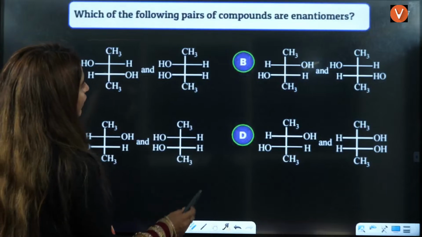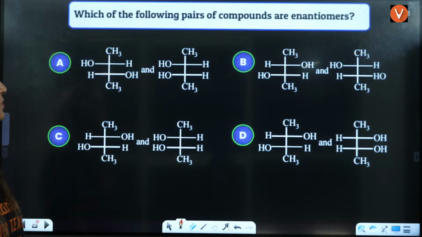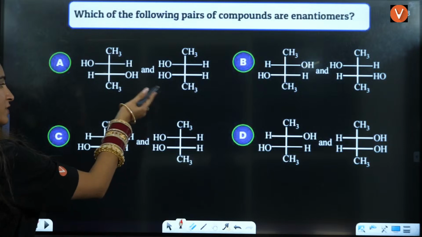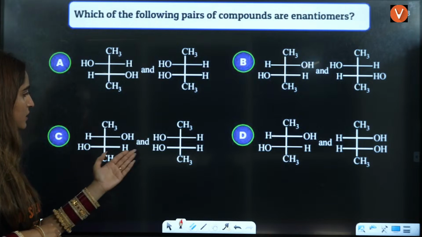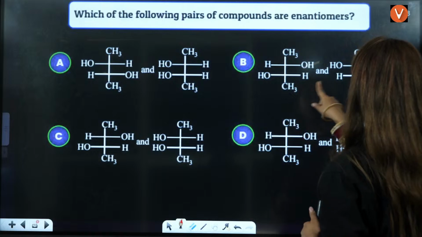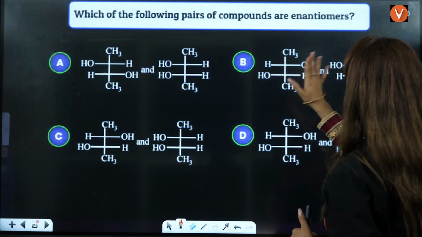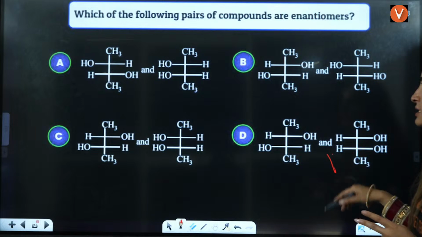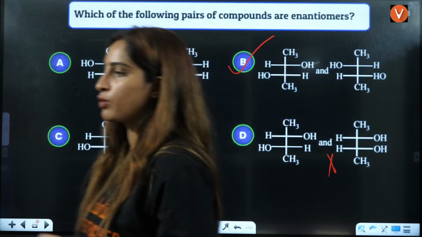Next is, which of the following pair of compounds is enantiomer? Enantiomer means non-superimposable mirror images. You superimpose this. These are not even mirror images. These are diastereomers. These are not even mirror images of each other. These are also not mirror images. These are mirror images, right? Which are non-superimposable, right? Okay, these are also not mirror images. These are also not mirror images. These are also not. This is a non-superimposable mirror image.